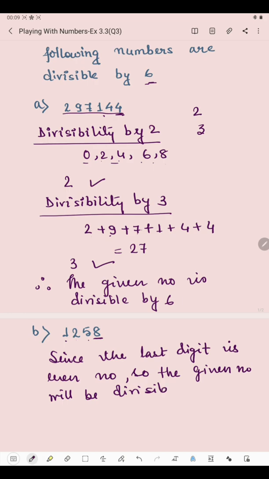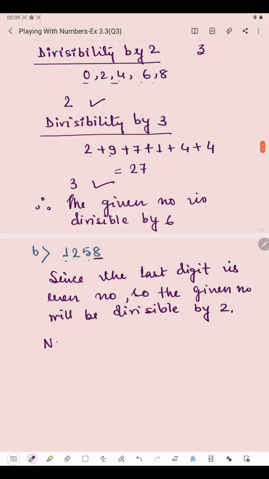Now we will check the divisibility by 3. For divisibility by 3, we will find the sum of the digits. So 1 plus 2 plus 5 plus 8. If the sum of the digits comes in 3's table, then the given number will be divisible by 3. So 2 plus 1 is 3, 3 plus 5 is 8, 8 plus 8 is 16. And 16 doesn't come in 3's table, so this number is not divisible by 3.